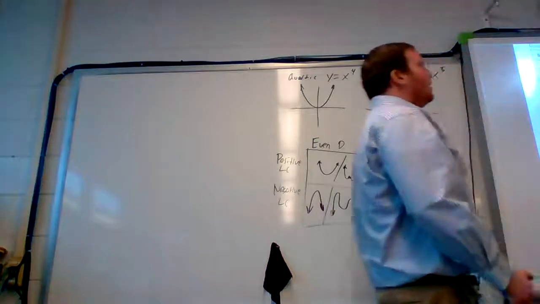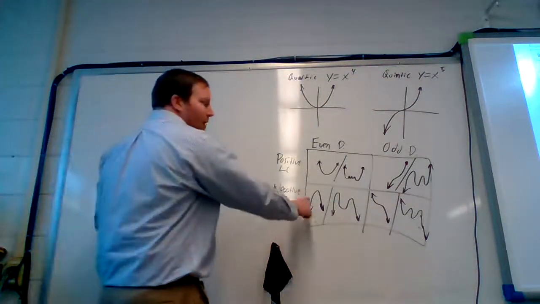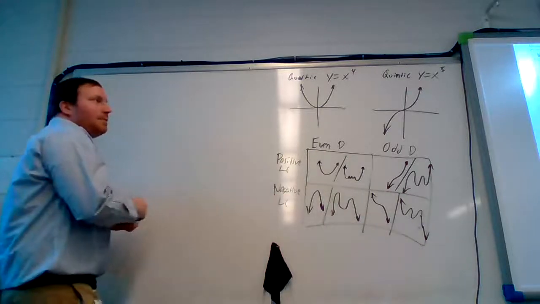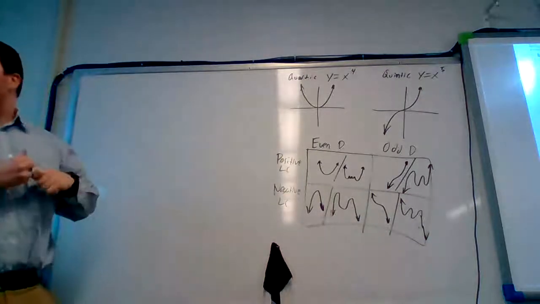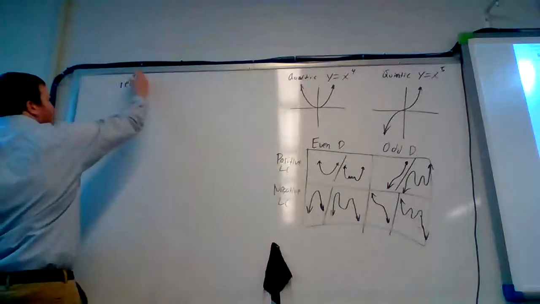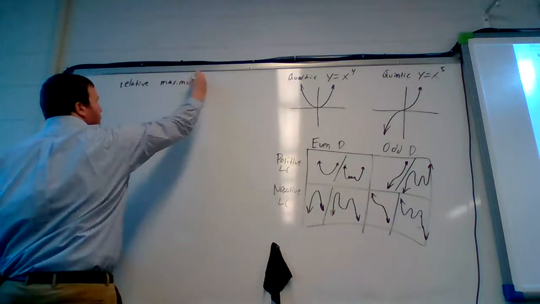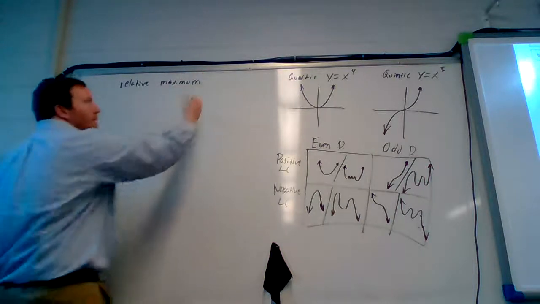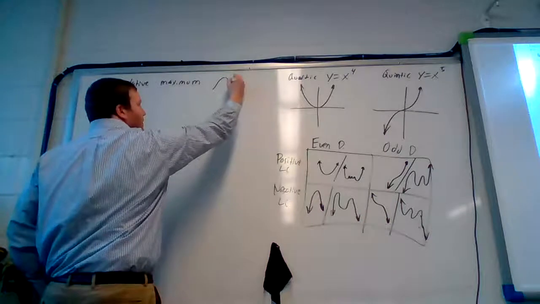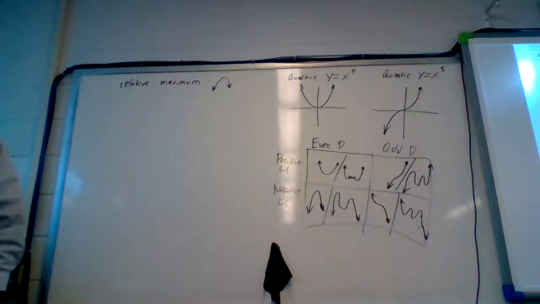If the turning point is higher than any of the nearby points, so meaning there's things to the left and to the right that are lower than it, we will call those a relative maximum. Right? And so that means we have something like this shape. We have is what we write in the what? Relative maximum.